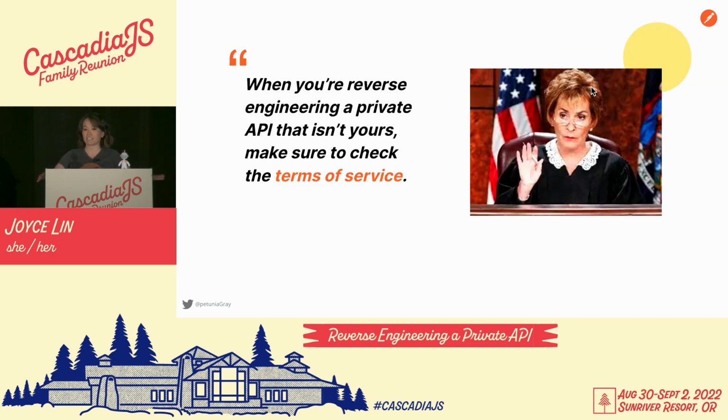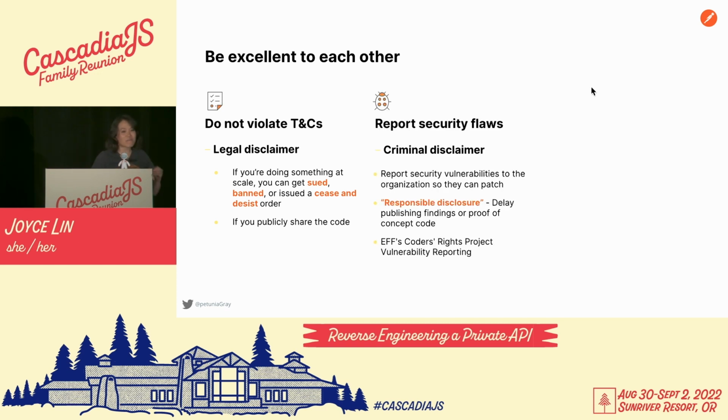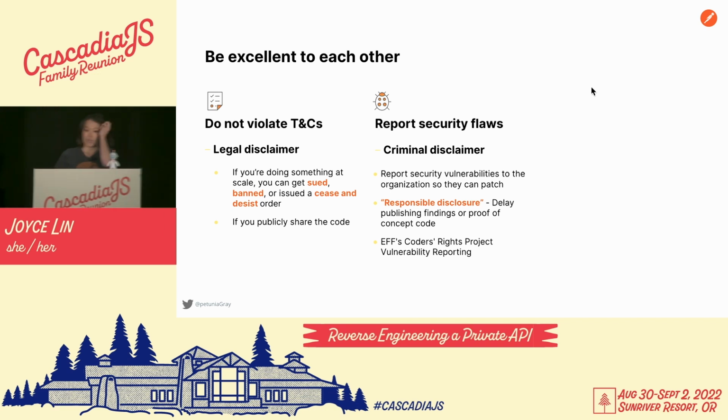Here is my legal disclaimer. When you're reverse engineering an API that's not yours, review the terms of service. You can get sued, banned, or issued a cease and desist. But if you publicly share the code, you can have criminal liability too. So here's the rule of thumb: responsible disclosure. If you find a vulnerability, you always want to report it to the company first and let them have an opportunity to patch it first. That opportunity can be immediate, or it can be a year. It's quite subjective, and if you're curious about this, the Electronic Frontier Foundation's Coders' Rights Project is a good resource to look into.